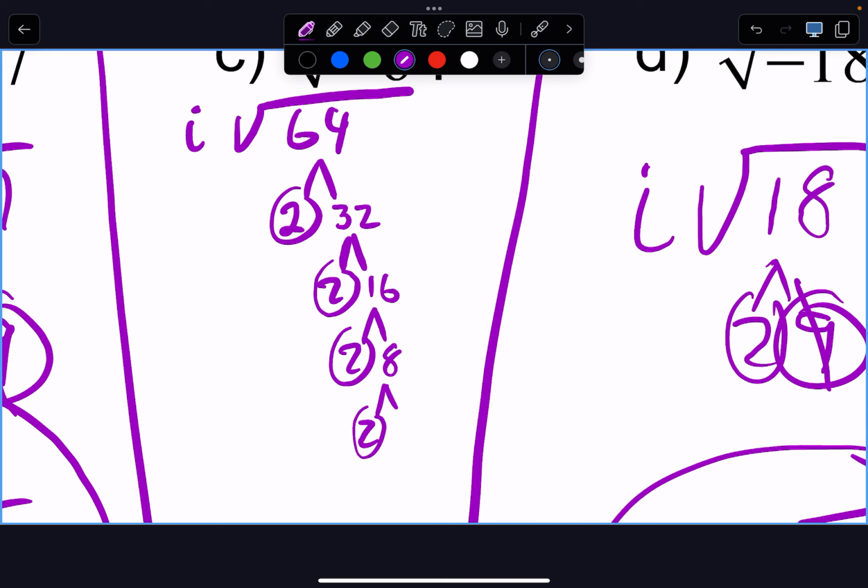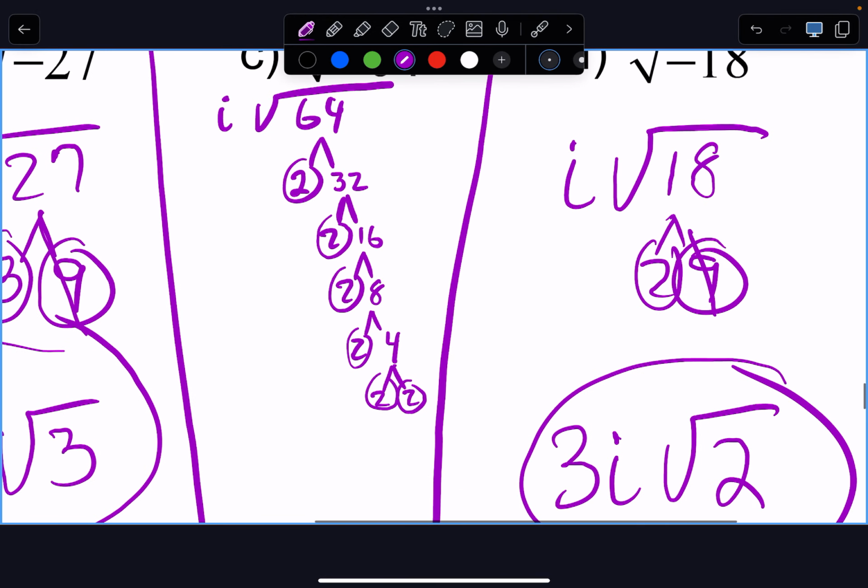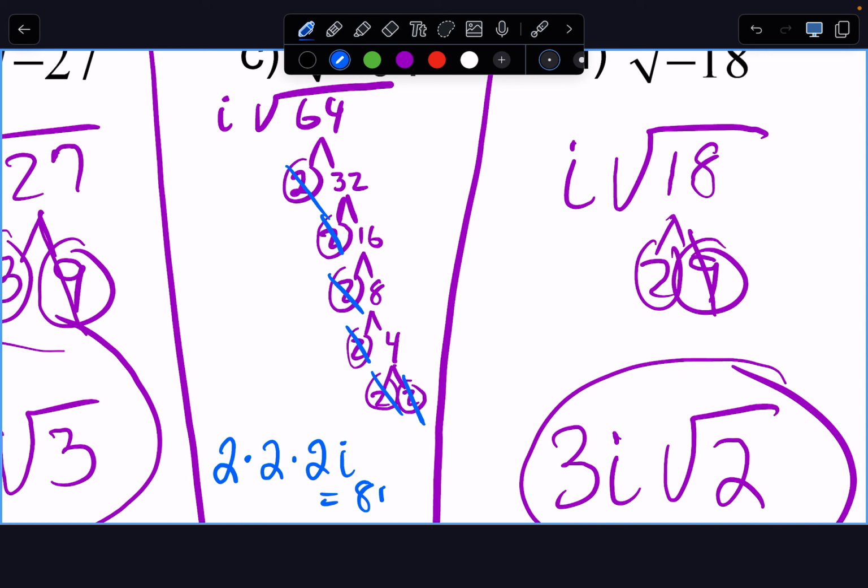I definitely do not suggest this, but in a pinch, you get nervous, you get scared, you forget, do it. And then just remember, my brother, square roots, we're looking for pairs of 2, sets of 2. So a 2 and a 2 comes out as a 2. A 2 and a 2 comes out as a 2. A 2 and a 2 comes out as a 2 times that i, which is 8i.